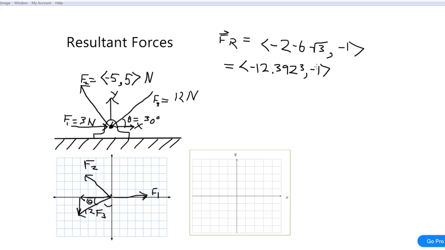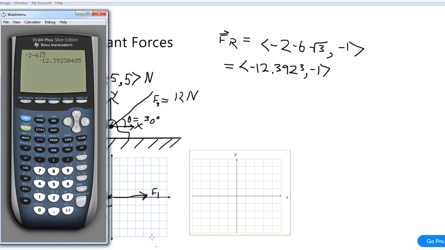Okay, so I was thinking a lot about the problem that we just did in the last video. We basically found the resultant force of F1, F2, and F3 in this picture, and it came out to this in the end. I just used my calculator and computed that real quick. So in the end, it's just that.